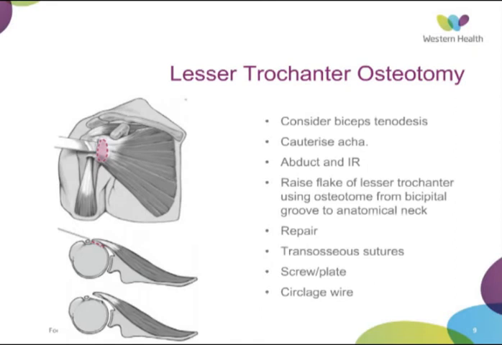and then you raise a flake of lesser trochanter, aiming to be about 3 to 5 millimeters thick with 3 to 4 centimeters long. Afterwards, you can use a variety of repair options, including transosseous sutures. You can use a small plate of screws or a single screw or cerclage wire. If you've used a prosthesis, there may be holes in the prosthesis for you to secure it with the sutures afterwards.